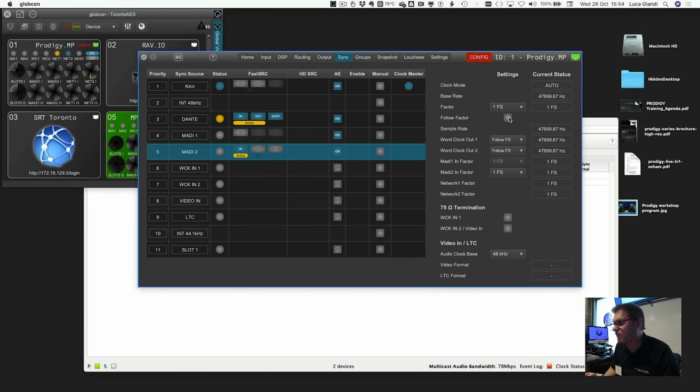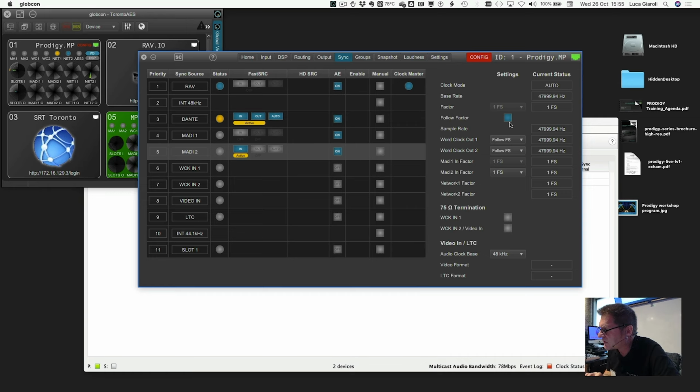So if you select a follow factor and you get a word clock input which is pushing you inside at 96 kilohertz, you will read here 48,000 and you will have automatically selected 2FS here because it is always calculating which is the base rate. Then you have the possibility to work at the same sample rate or double or 4 times to get all the options.